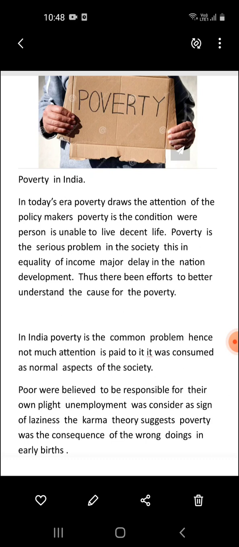And in today's class, we have studied the concept of poverty, the causes of poverty and the types of poverty. So we'll end this section here.